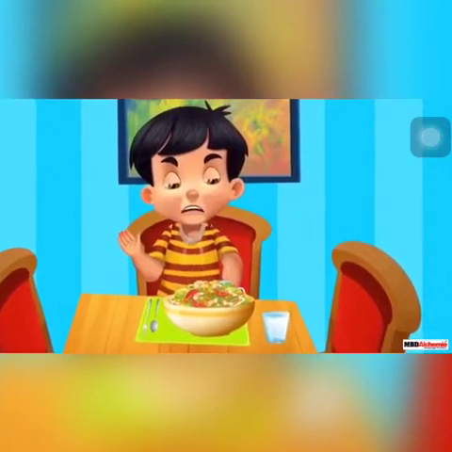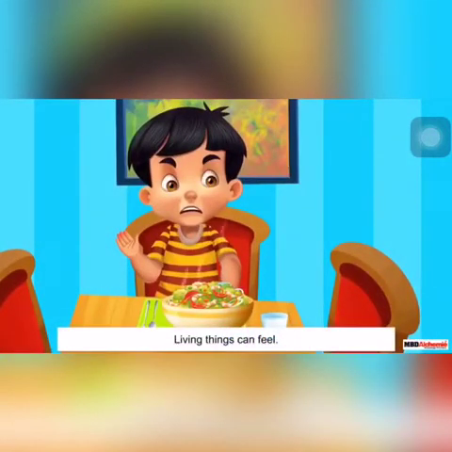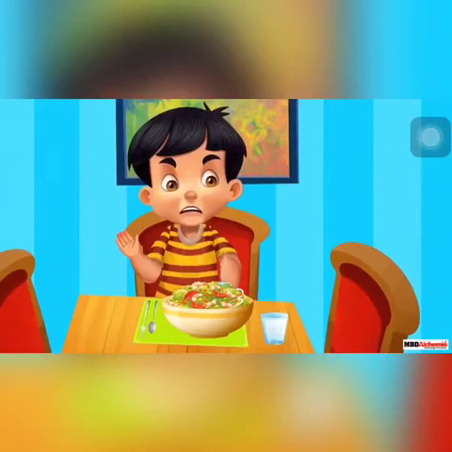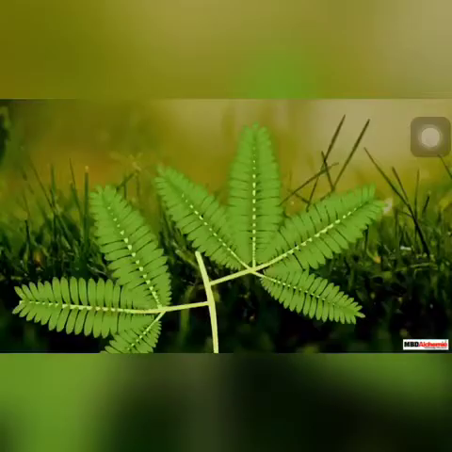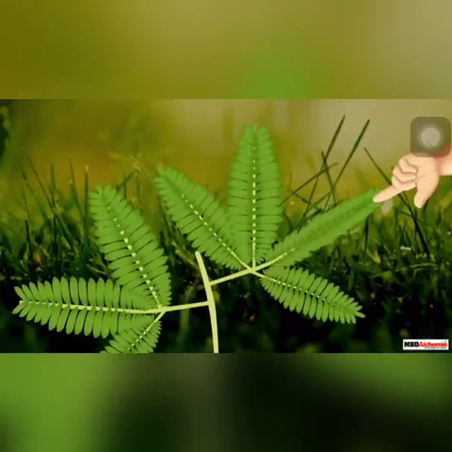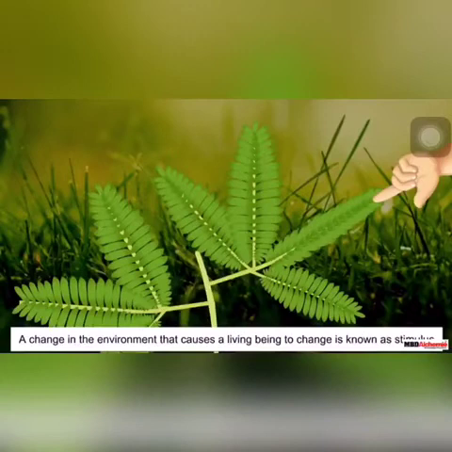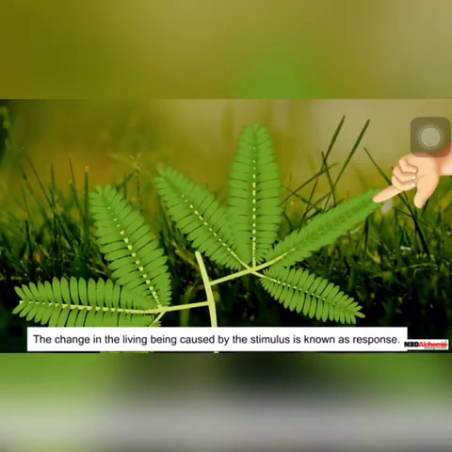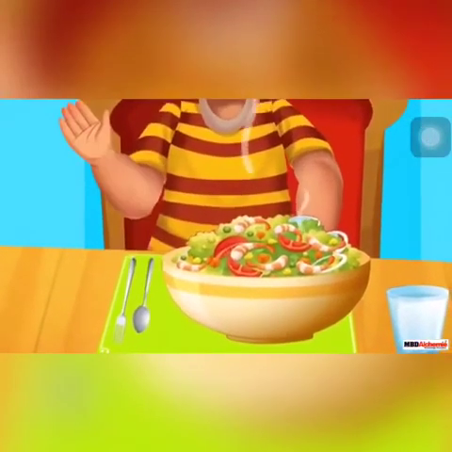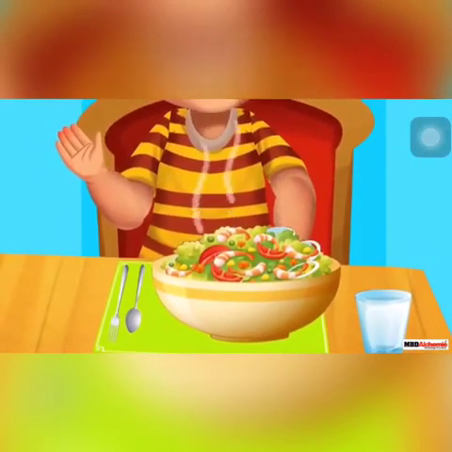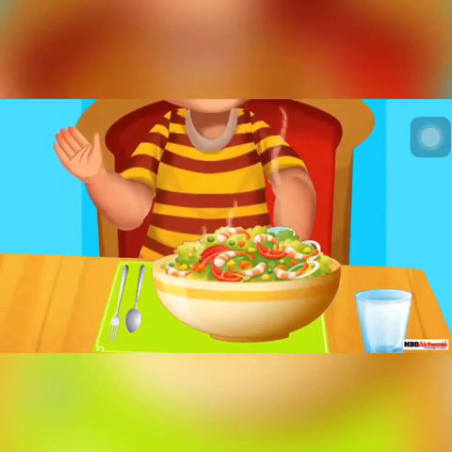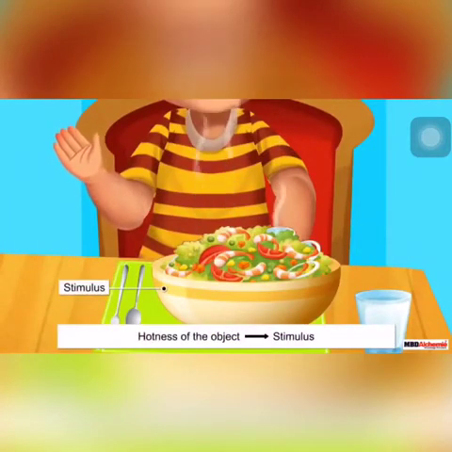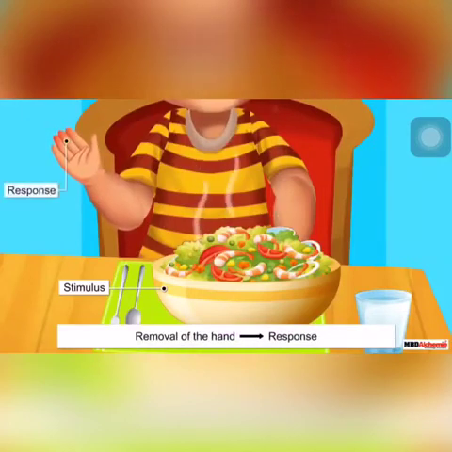Ouch! Another characteristic of living things is that they can feel. Living things also feel the changes in their environment. They undergo changes as the environment around them changes. A change in the environment that causes a living being to change is known as stimulus. The change in the living being caused by the stimulus is called the response. For example, when we touch a hot object, we immediately move our hand away from the object. Here, the hotness of the object is the stimulus, and the removal of the hand is our response.